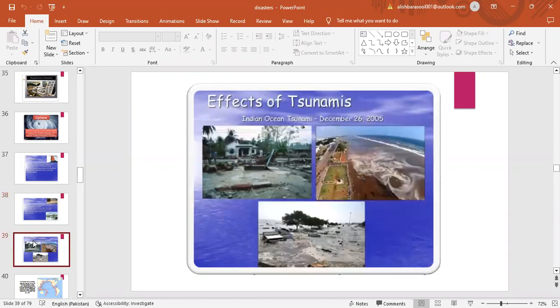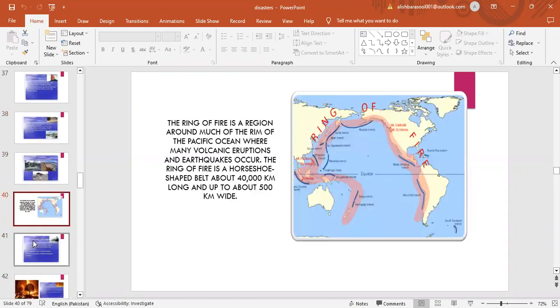Effects of tsunami. The Ring of Fire is a region around much of the rim of the Pacific Ocean where many volcanic eruptions and earthquakes occur. The Ring of Fire is a horseshoe-shaped belt about 40,000 kilometers long and up to about 500 kilometers wide.